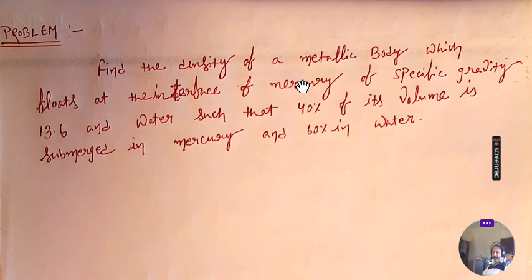Now, today, there's a different type of problem on the topic of the metacenter. Already in the previous two videos, we have seen two types of problems where we were finding the density of that particular body in air or in water, and we were also finding the specific gravity. In the previous two videos, if you want, you can go through them. There were two problems which were solved, which were very important.